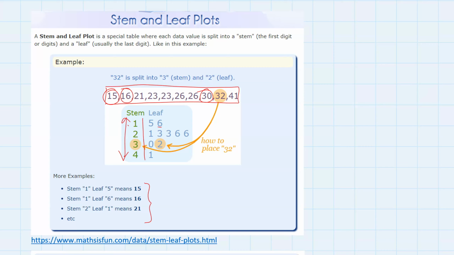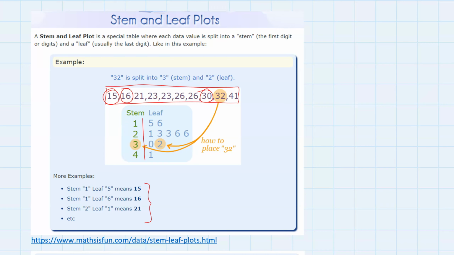The second thing is that the numbers on the right hand side, in the leaf part, have to be equally spaced. So the spacing between the 5 and the 6 is the same spacing as between the 1 and the 3 in the next row, and the 3 and the 3 in the next row, and the 3 and the 6 in the next row. Those spacings need to be all the same, so that we get a better picture of what the distribution of these numbers is. So there's your stem and leaf plot.